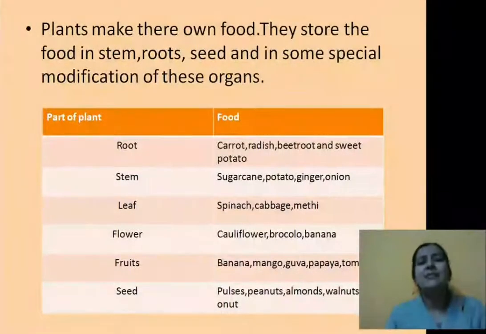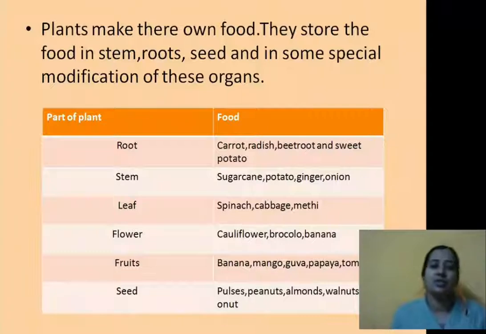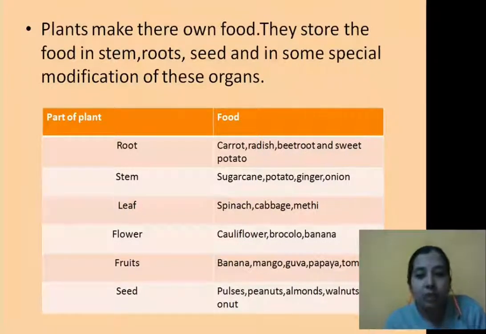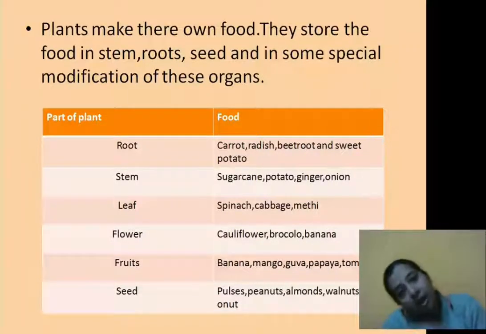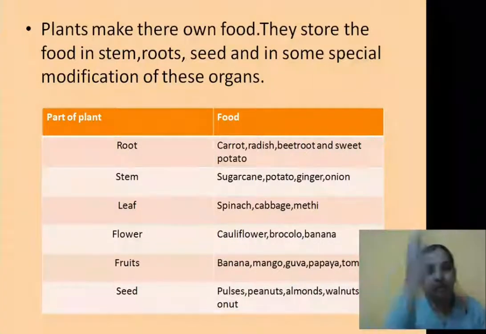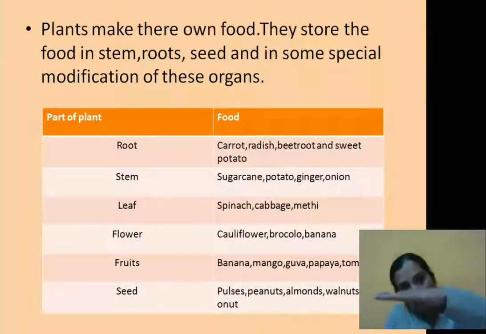Next, plants make their own food. Okay. Now, can we prepare our own food? No, we can't. But plants have the capacity to prepare their own food. They store the food in stem, root, seeds, and some special modifications of these organs. So now, if you have seen potato, right? Potato is the root part because potato grows under the ground. The plant is up, the potato is below the soil there.